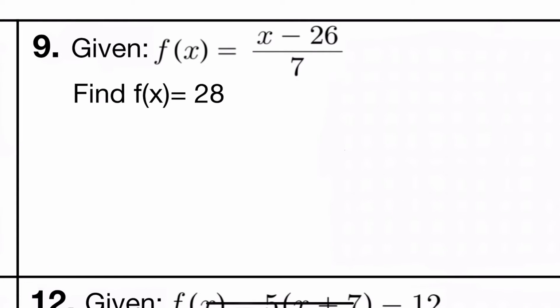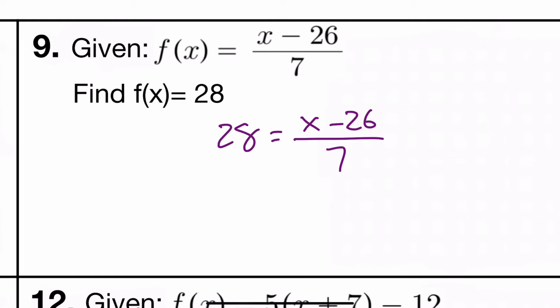Given f of x is equal to x minus 26 over 7, we want to find f of x equal to 28. So I'm setting it equal to 28. Nothing else on the other side has changed. I only changed the f of x.